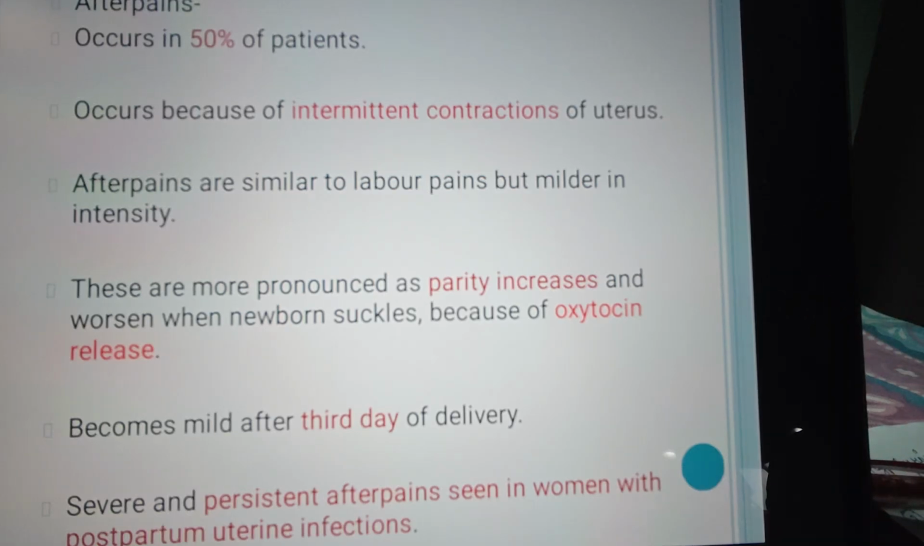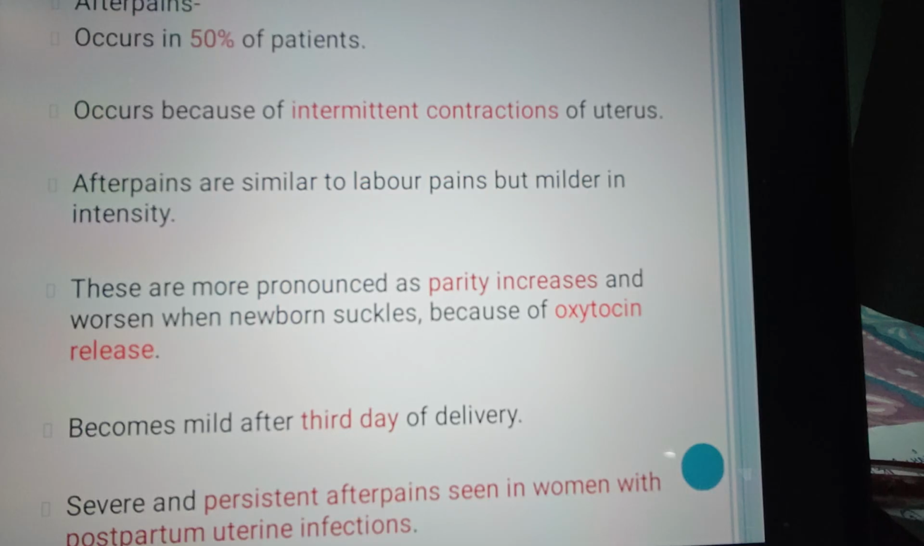Now there is one condition that occurs in postpartum patients, which is after pains. After pains occur in 50% of patients, and here there is intermittent contraction of the uterus. The patient feels this as after pains, or pains similar to labor pains, but the intensity is mild. They are more pronounced as the parity increases and worsen when the newborn suckles because of oxytocin release.